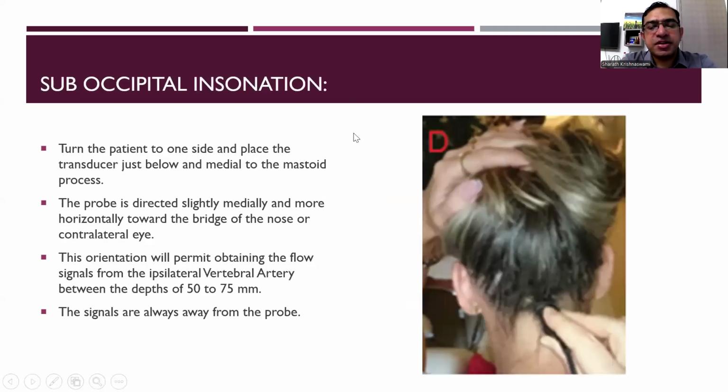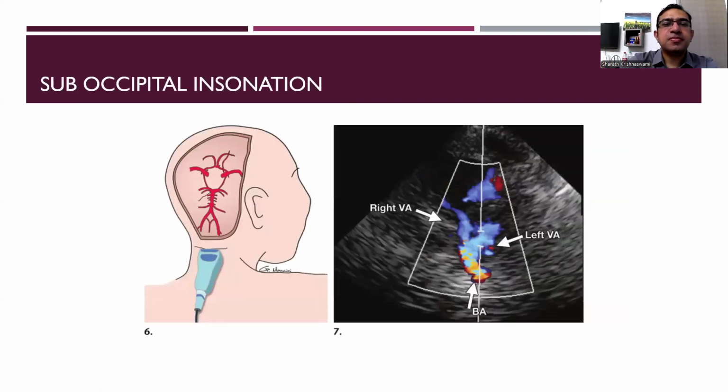Moving to the suboccipital insonation, you can turn the patient to one side and place the transducer just below and medial to the mastoid process. You direct the probe slightly medially and more horizontally towards the bridge of the nose or the contralateral eye. This orientation will help in obtaining the flow signals from the ipsilateral vertebral artery between the depths of 50 to 75 millimeters, and the signals are always away from the probe. This is another diagram explaining how to do the suboccipital insonation. If you look here, both the vertebral arteries join together to form the basilar artery. And over here, it mentions that the flow is away from the probe, which is why it is in blue.